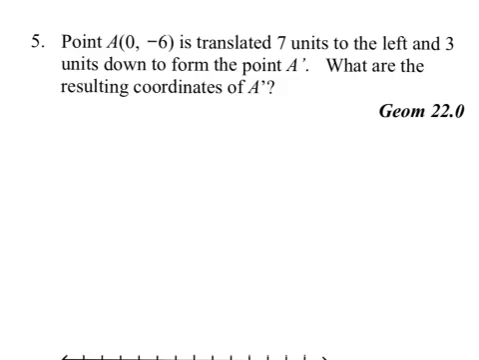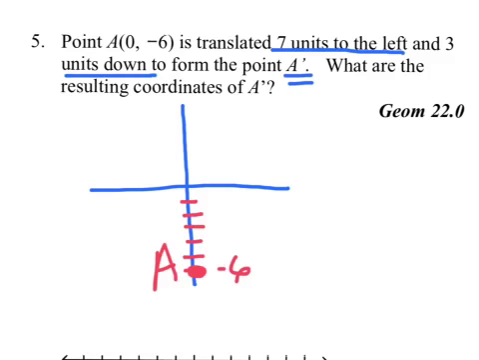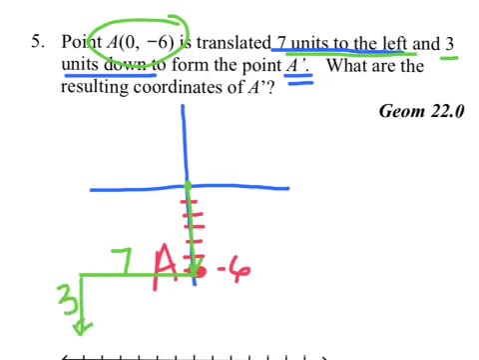This says point A is at 0, -6 and is translated 7 units to the left and 3 units down to form A prime, and they want the coordinates of the new one. So first I'm going to graph the points. So I plotted the point A, which is at 0, and then you go down to -6, and then it says to go 7 units to the left. So I'm going to go 7 this way, and then it says 3 down from there. So I have to go down 3 more, and they want to know where A prime is.